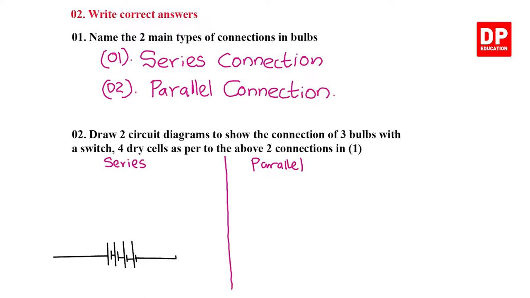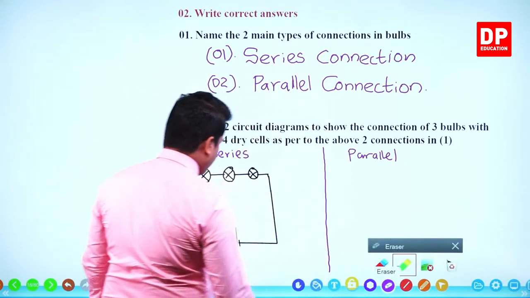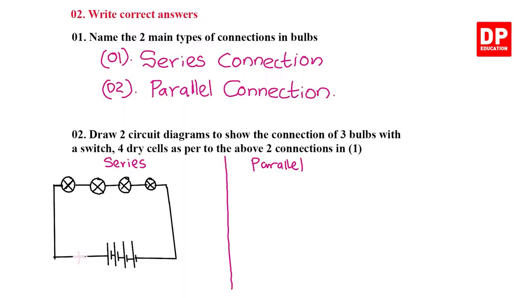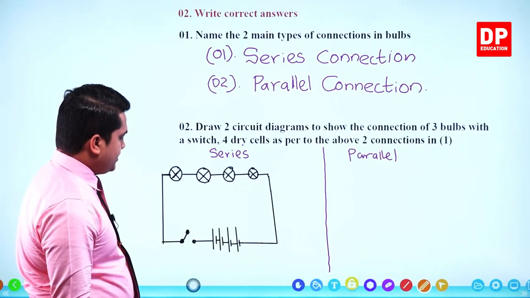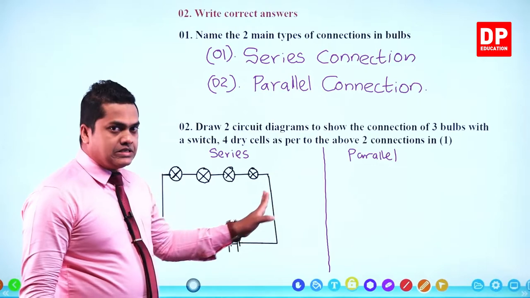Okay. Then let's go for the series connection. So one, two, three, and four bulbs. So they are mentioning that there is a switch, right? Yes, a switch is there. So let's include the switch here. Right. So this is the series connection circuit. So there are four dry cells, four electric bulbs with a switch in a series connection.